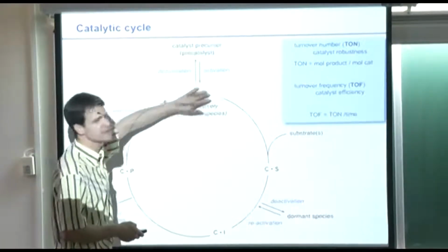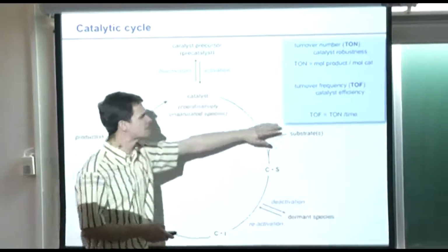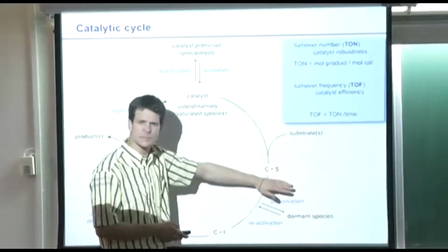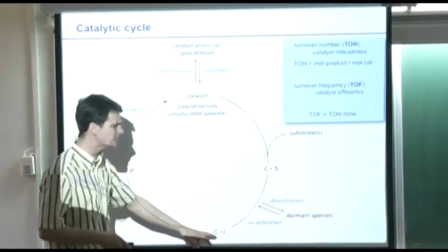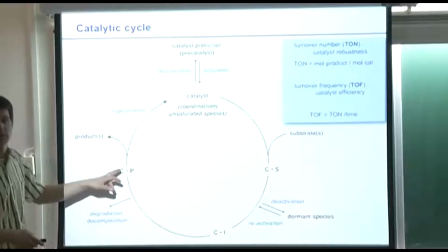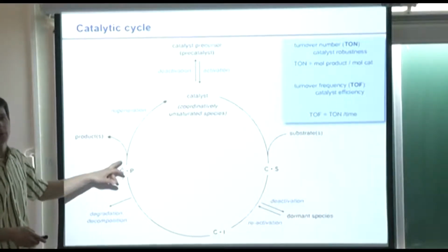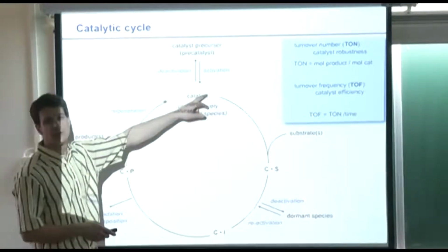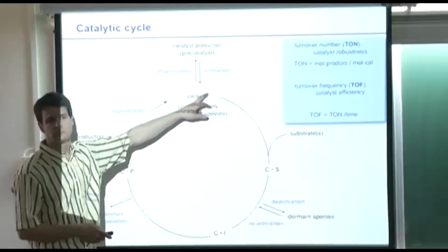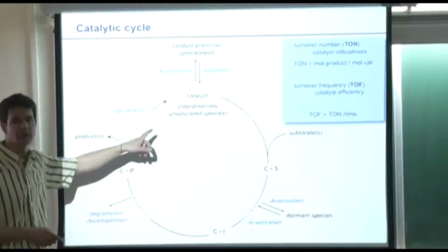We have a catalyst that somehow enters a so-called catalytic cycle, where it grabs a substrate, it forms a catalyst-substrate complex, it starts to transform the substrate into an intermediate. The intermediate gets further transformed into a product. The product is released from the catalytic cycle, and we reform the catalyst. Now there's a few important notions and definitions down here.